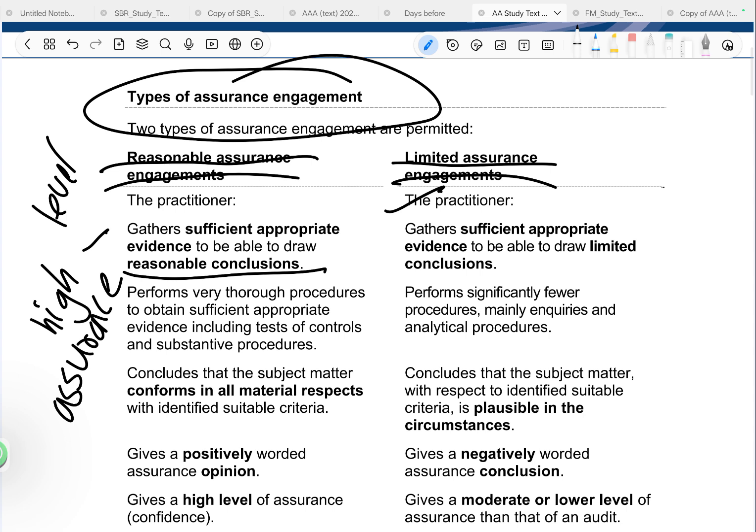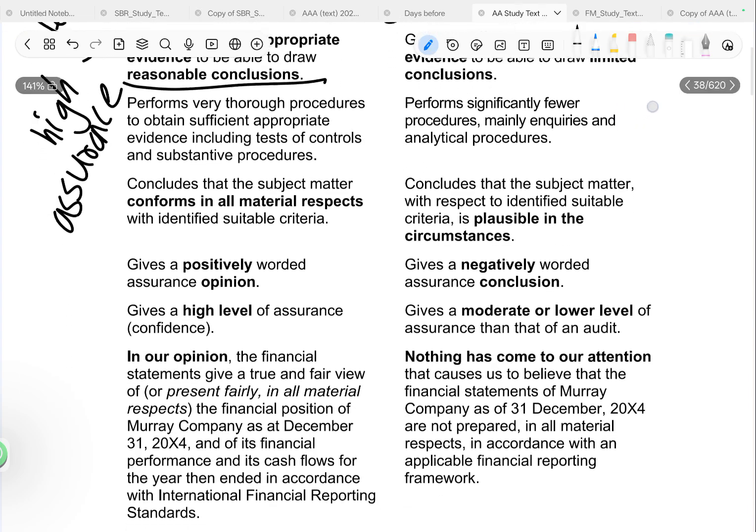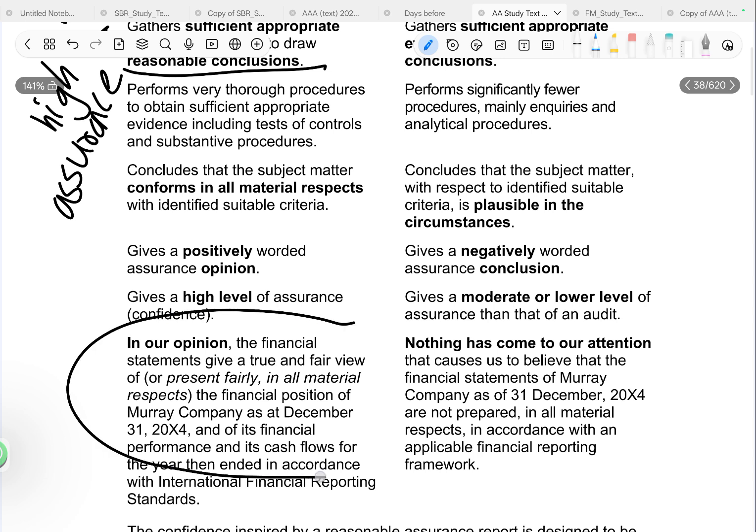To achieve this high level of assurance, the practitioner performs very thorough procedures. These procedures usually include tests of controls, where the auditor checks whether the company's internal systems are working properly, and substantive procedures, where the auditor directly checks financial information. Because these procedures are detailed and extensive, the practitioner can conclude that the information conforms in all material respects with the suitable criteria. And because the practitioner is highly confident, the report uses positive wording. This is the wording which is used in reasonable assurance.